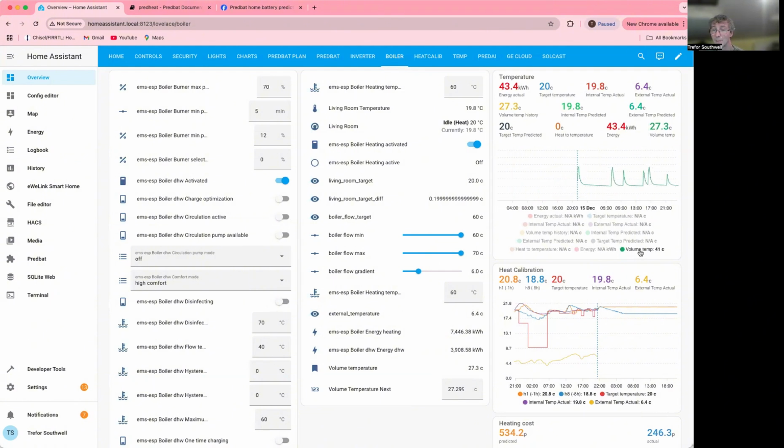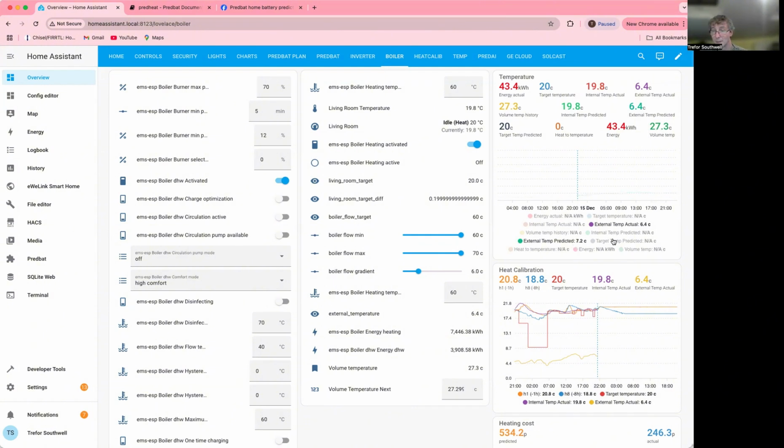You can see the volume temperature predicted, which is essentially when the heating comes online. It's a gas system, so it gets up reasonably warm and then it cools down quite quickly. And so you see that going up and forwards. You can see the external temperature, what was actually measured, and then the predicted external temperature in the future. That's coming from the Open Weather Map.